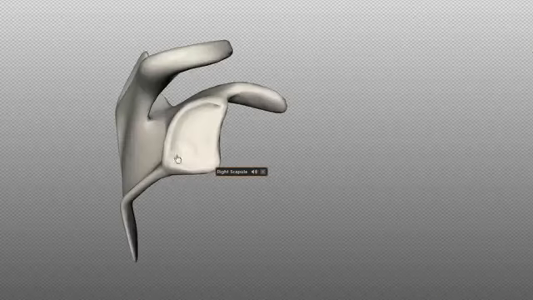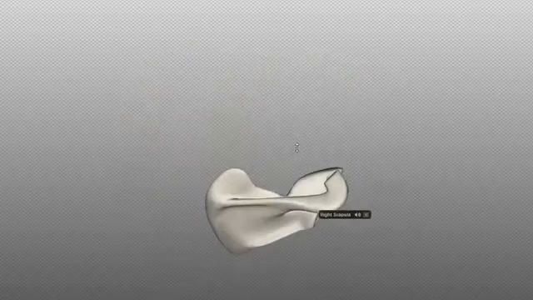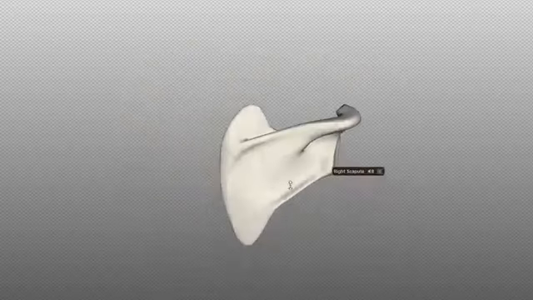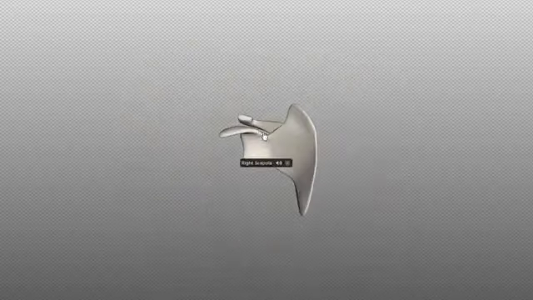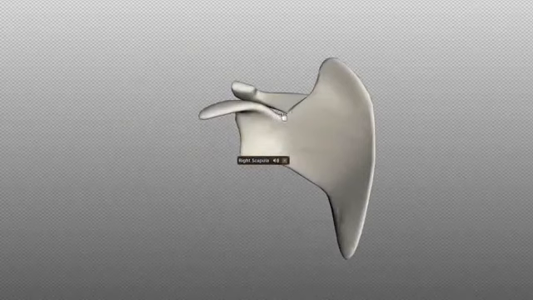Just going back to the scapula again, one last thing to point out is this little notch here. You've got a notch at the top of the scapula, just medial to the coracoid process, which is called the suprascapular notch, because it's at the top of the scapula. So this little notch here.